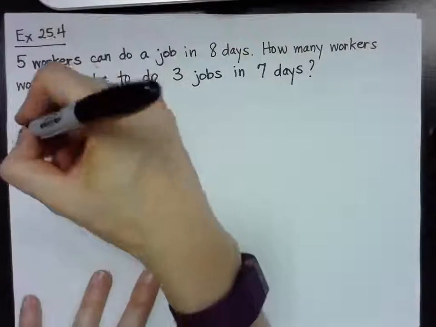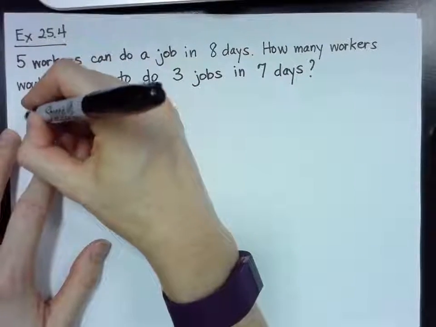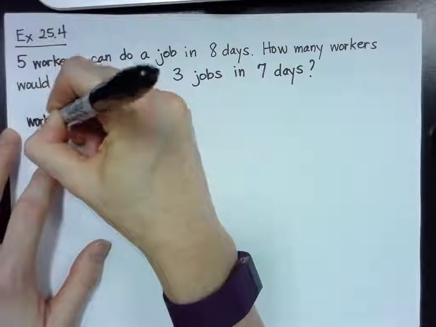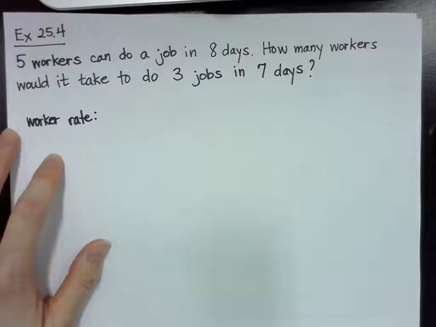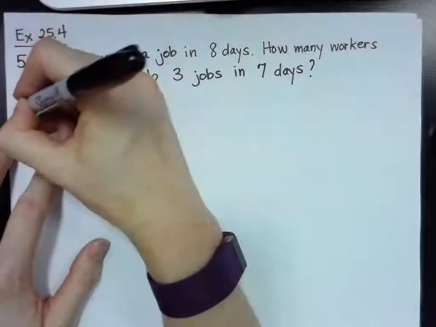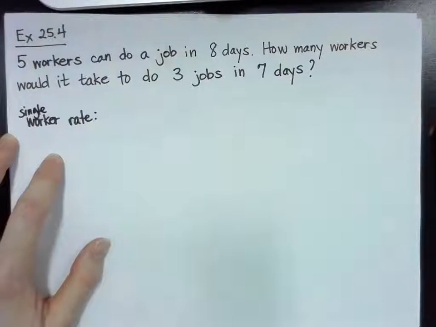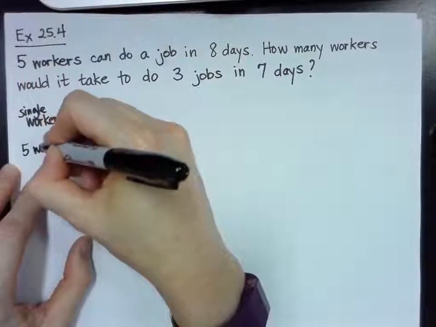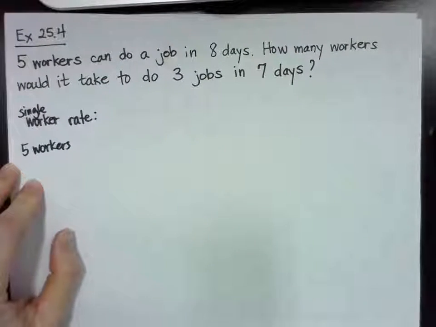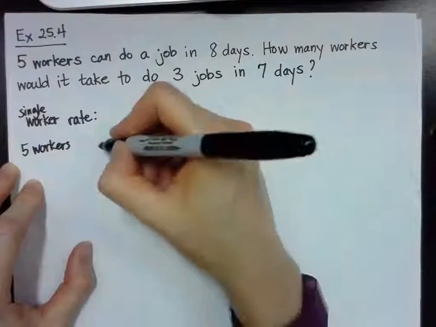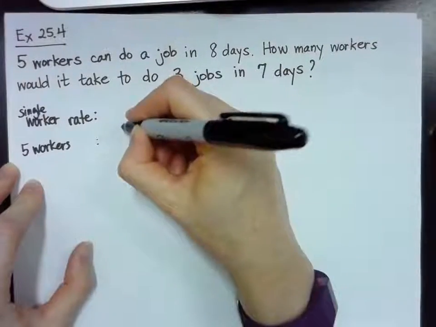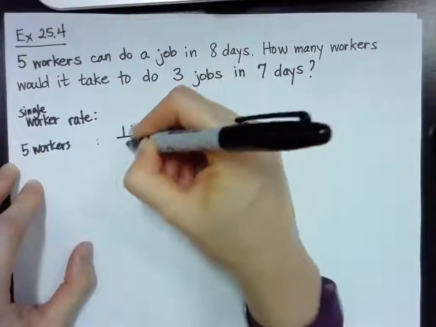Okay, so we have the worker rate. So the worker rate is kind of difficult to see. So we have sort of like a single worker, and we have like 5 workers. Okay, so we don't exactly know how fast a single worker can do it necessarily. We know that 5 workers can do 1 job in 8 days.